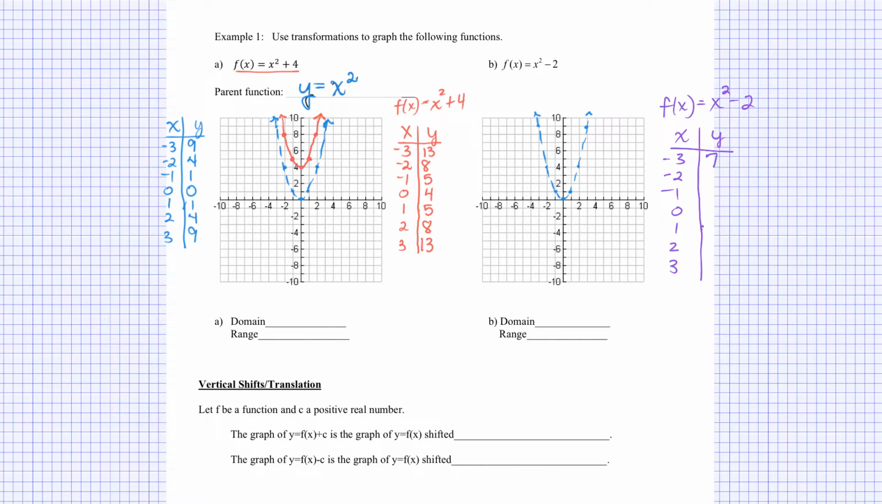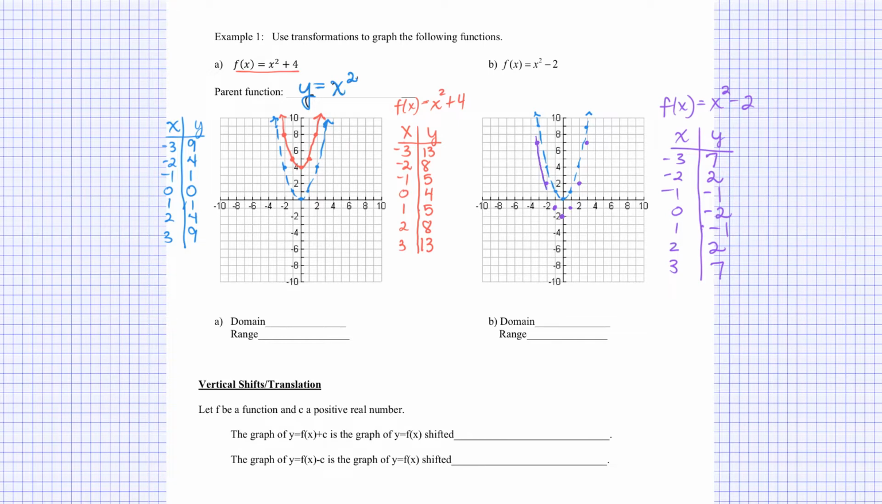9 minus 2 is 7. -2 squared is 4, and 4 minus 2 is 2. -1 squared is 1, minus 2 is -1. 0 squared is 0, minus 2 is -2. 1 squared minus 2 is -1. 2 squared, 4 minus 2 is 2. 3 squared, 9 minus 2 is 7. So let me go ahead and plot those points. So -3, 7. -2, 2. -1, -1, 0, -2, 1, -1, 2, 2, and 3, 7.